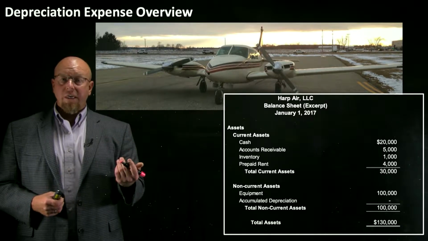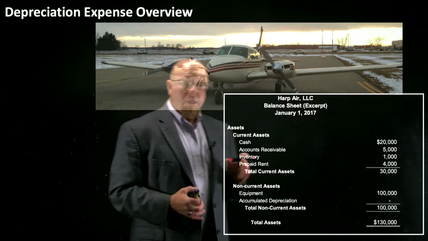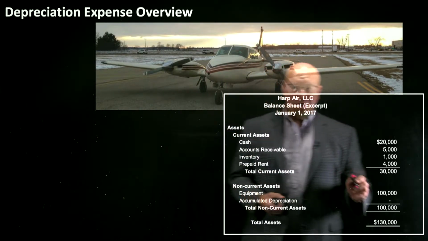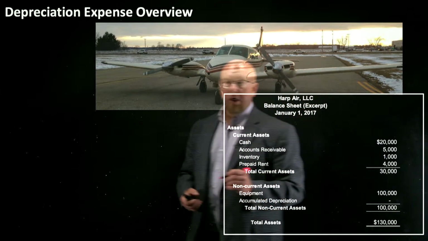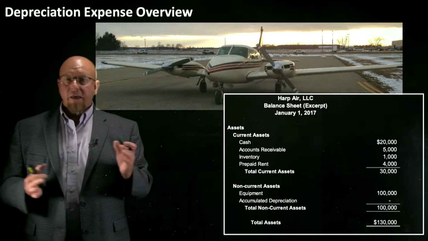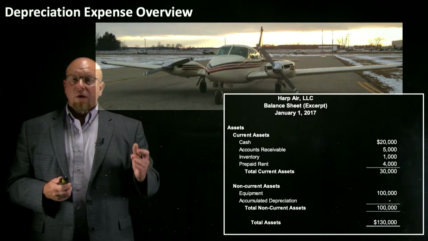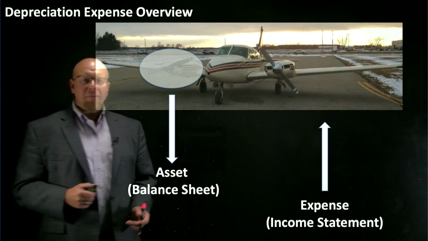What we're going to see over the next few iterations is we're going to record depreciation expense for the next couple of years, and you're going to see this accumulated depreciation grow. It grows like a snowball. It's a negative asset, a contra asset, that will iteratively reduce the net book value on the balance sheet. Think about it this way.